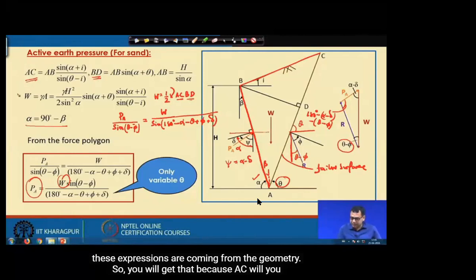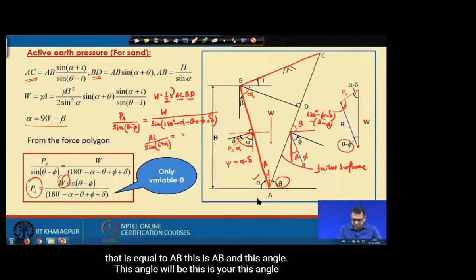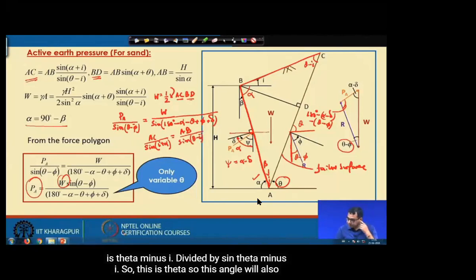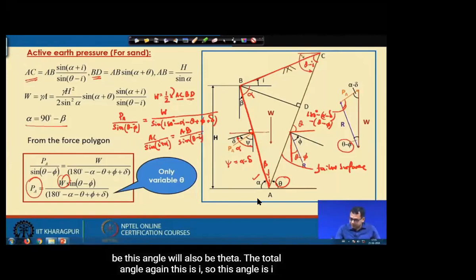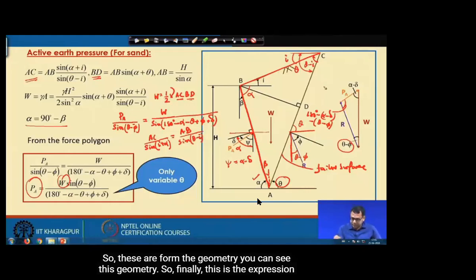So, you will get AC from this triangle. AC divided by sine(I plus alpha) is equal to AB divided by sine(theta minus I), because this angle is theta minus I. The total angle is theta, and this angle is I, so this angle is finally theta minus I. These are from the geometry, you can see this geometry. So, finally, this is the expression.